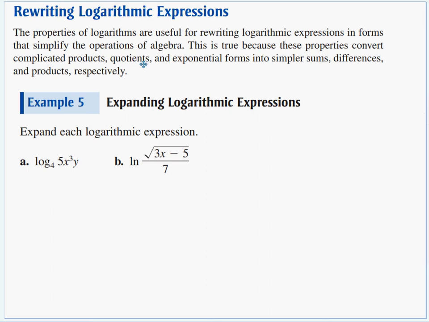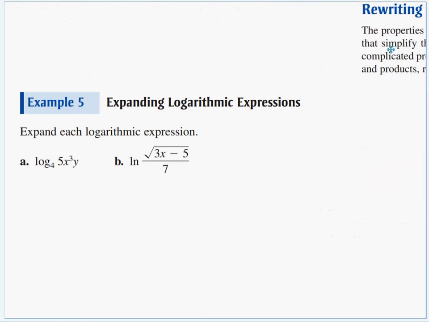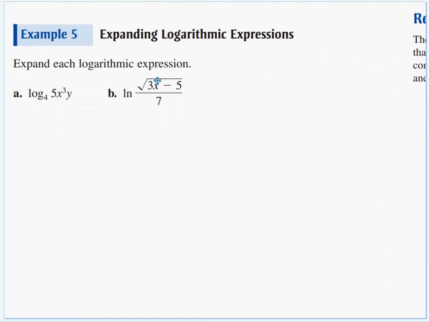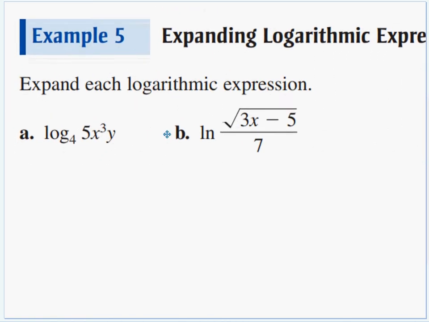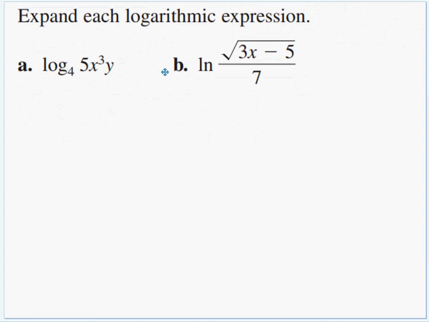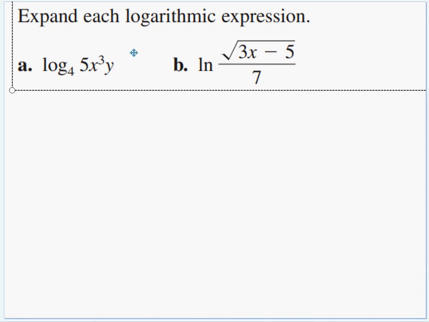The properties of logs are useful to rewrite log expressions in forms that simplify operations of algebra. This is true because the properties convert complicated products and quotients and exponential forms into simpler sums and differences in products respectively. If you take calculus next year, you'll also see where we could take something that would be pretty nasty to perform a calculus operation on. If we apply these properties of logarithms, we can break it down into bite-sized chunks, and each chunk is very simple. So here when it says expand, we're going to either use the product or quotient property, and then at the end we're going to bring down any stray exponents.